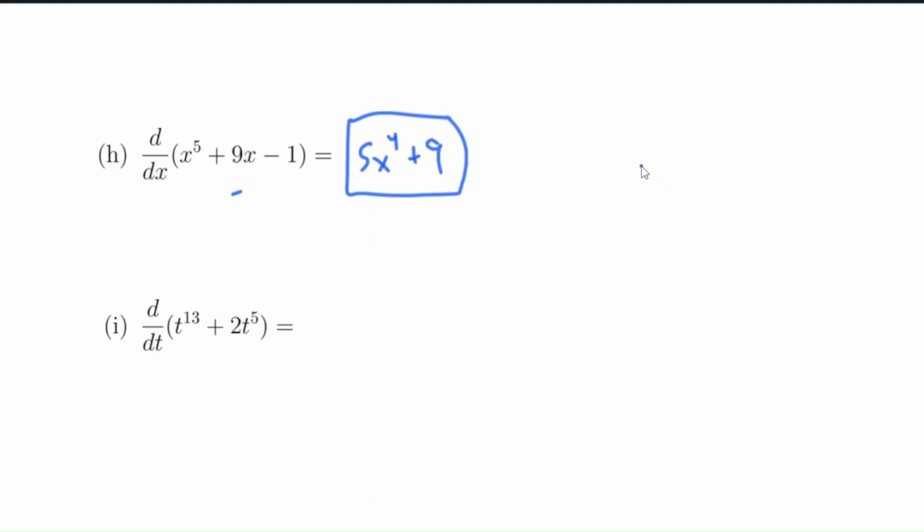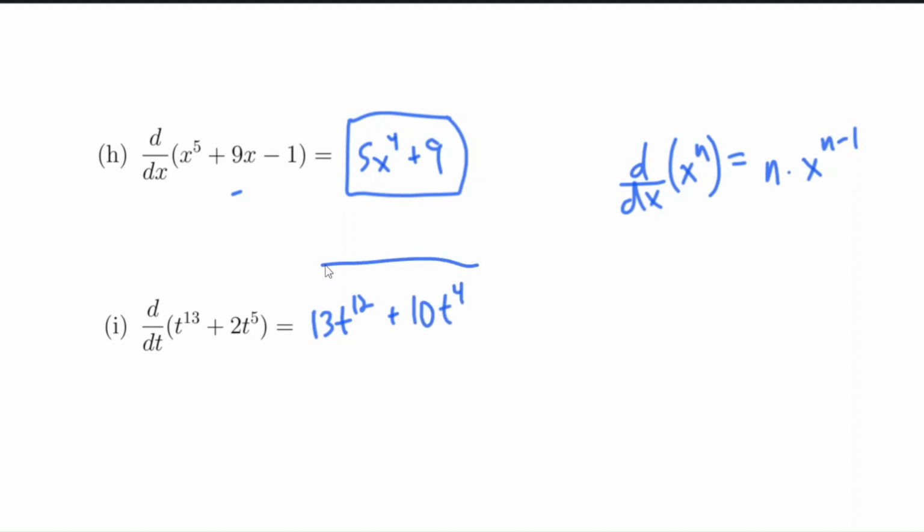Or another way of writing the power rule, for example, would be, what would be d dx of x to the n? Well, it'd be n times x to the n minus 1, right? The derivative of x to the n is n times x to the n minus 1. Or what's the derivative of this thing with respect to t? Well, the derivative is going to be 13t to the 12th plus 10t to the 4th.